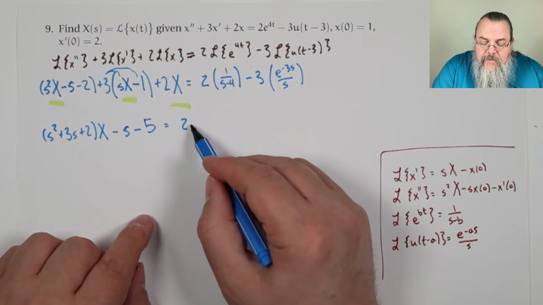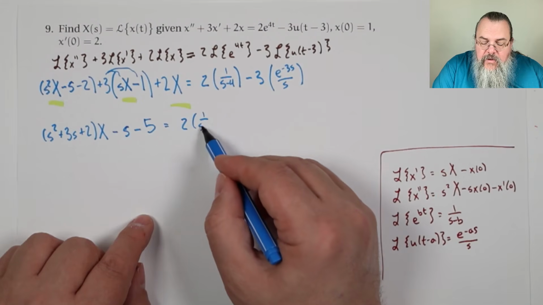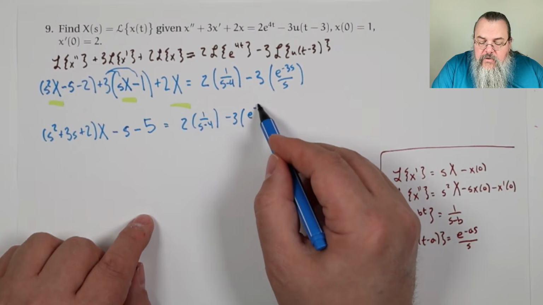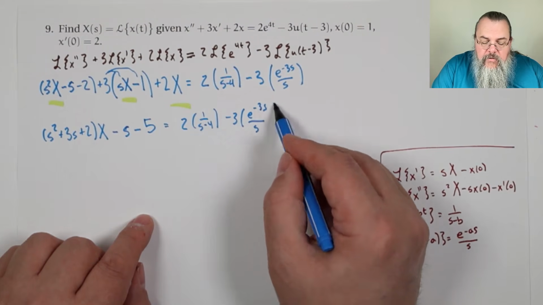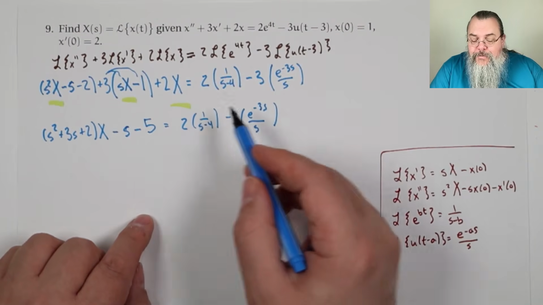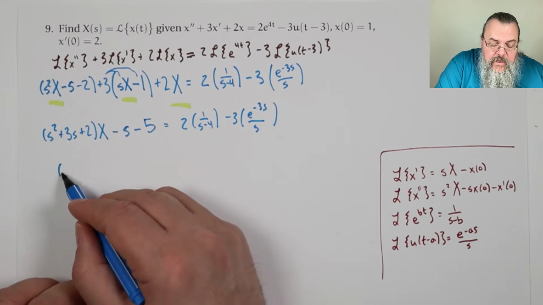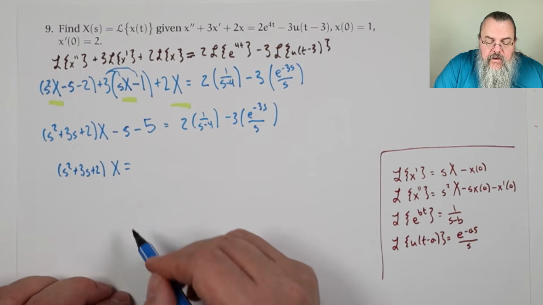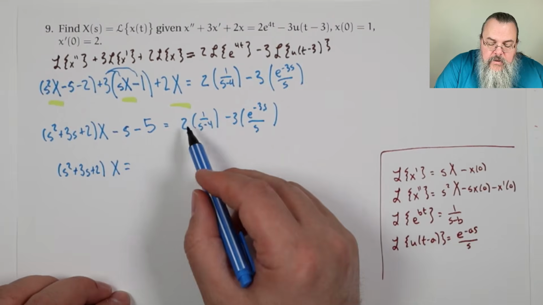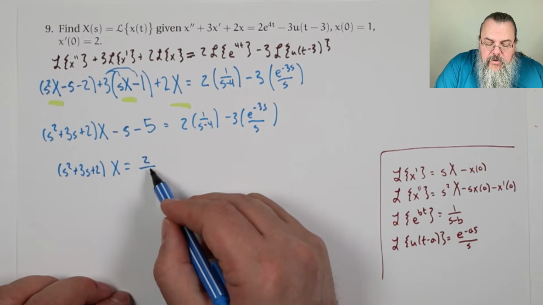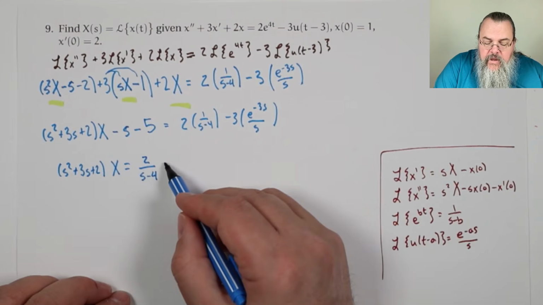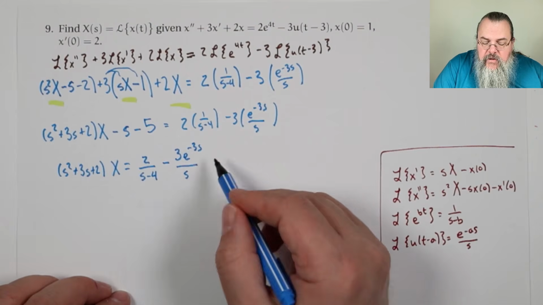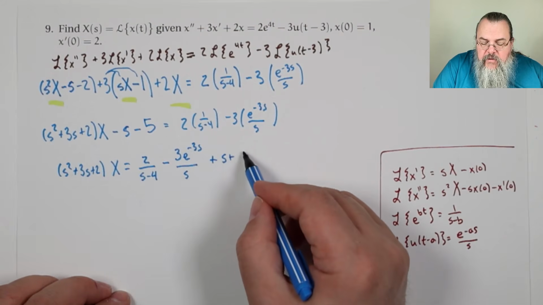And still have the other side. 2/(s-4) and minus 3e^(-3s)/s. We can take these terms, pull them across. So we get (s² + 3s + 2)X is equal to, well, just to help simplify writing, 2/(s-4) minus 3e^(-3s)/s plus s plus 5.